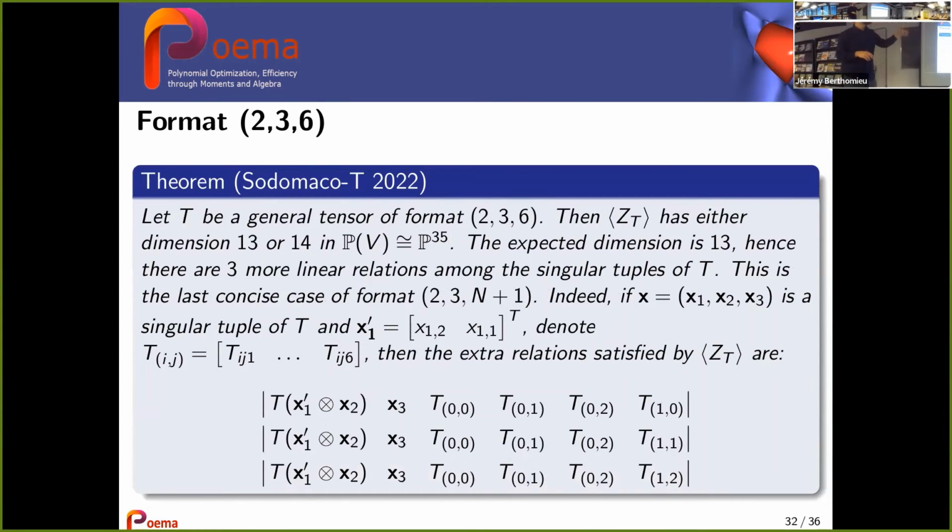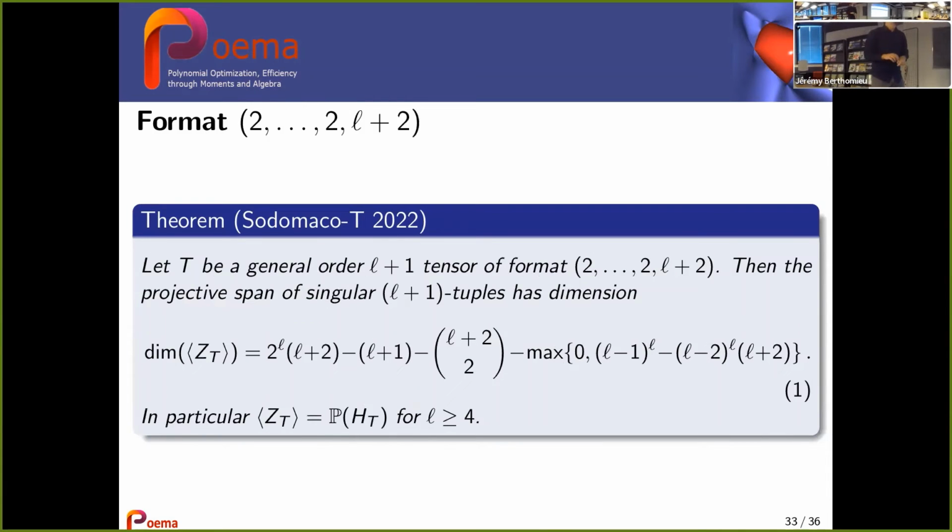And this was the last case that the computer could handle. That was 2, 3, 6, where we found 3 new equations. And again, the tensor itself satisfies those equations, so the membership problem works. We also computed the dimension, because we can more or less control it utilizing the cohomology techniques I mentioned before. But it's difficult because they don't all vanish anymore, so it becomes very complicated.